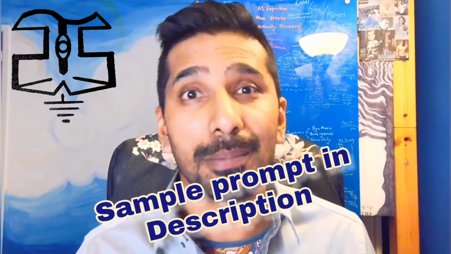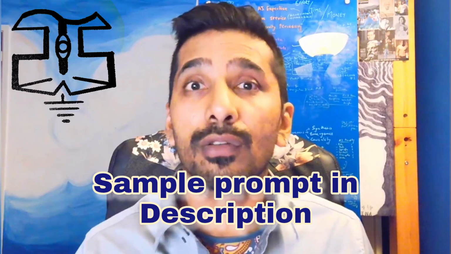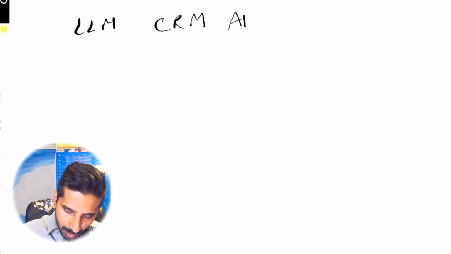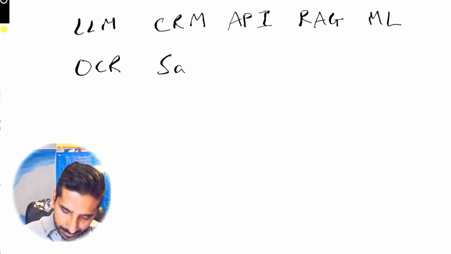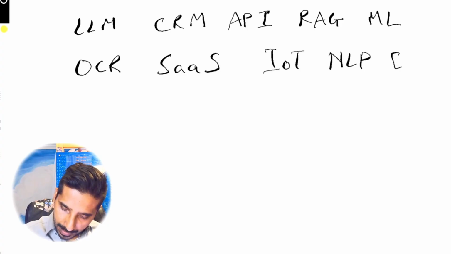In this video, I'm going to break down 10 acronyms that will be useful for you to recognize in AI. And please prompt something like ChatGPT using some of these terms to come up with solutions of problems that you face in your business. Or better still, there's a link in the description. Book a call with me and we can go through it together. The 10 acronyms we will discuss today are LLM, CRM, API, RAG, ML, OCR, SaaS, IoT, NLP, and finally ETL.